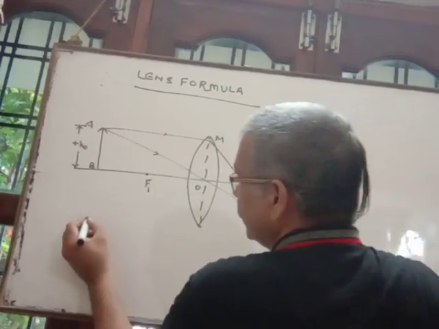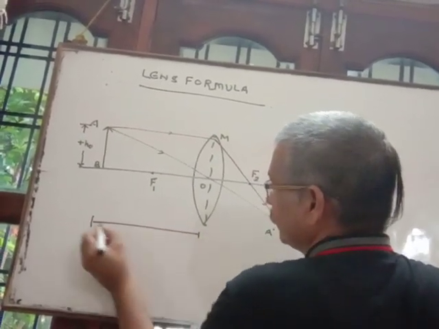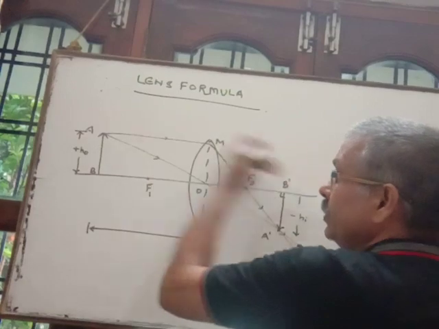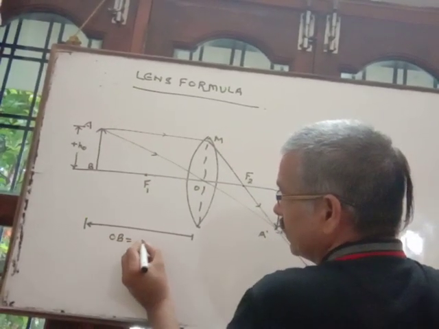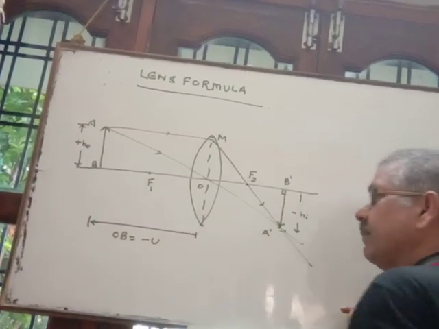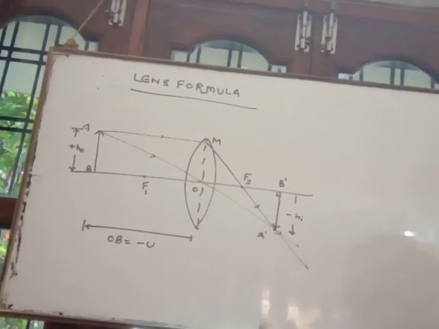OB is the distance of the object opposite to the incident ray. So here OB is equal to minus U, the distance of the object denoted by U. OB dash.